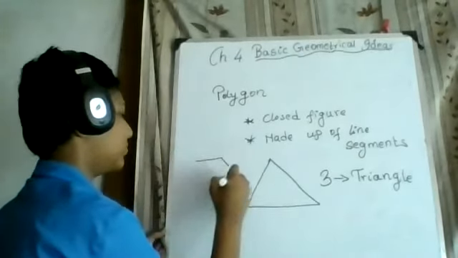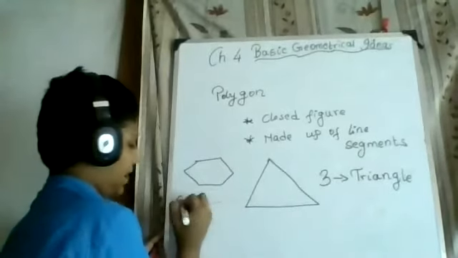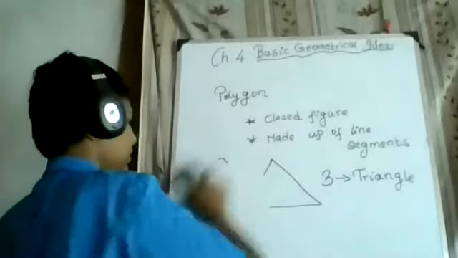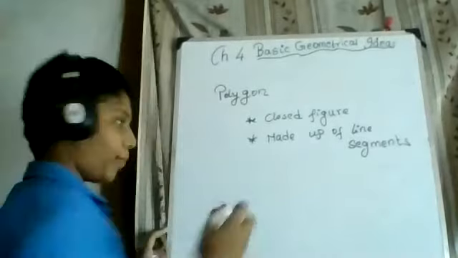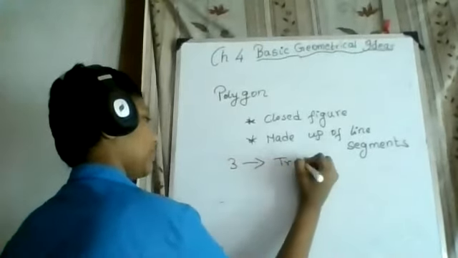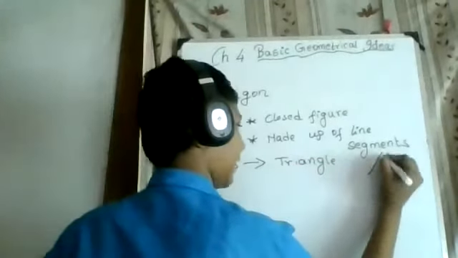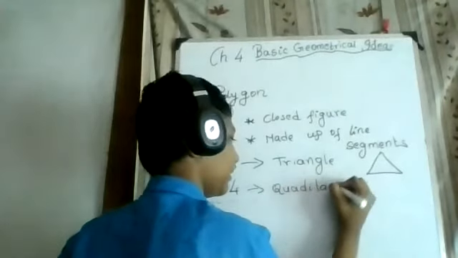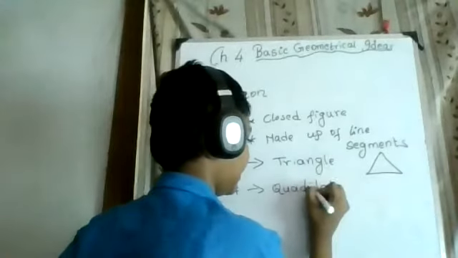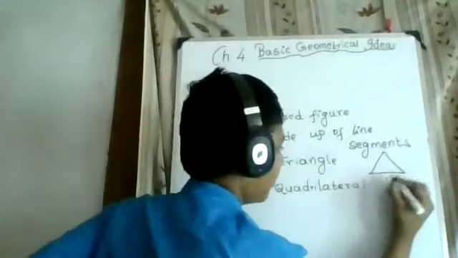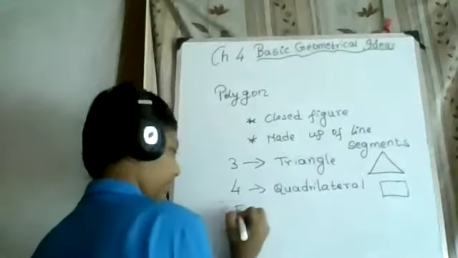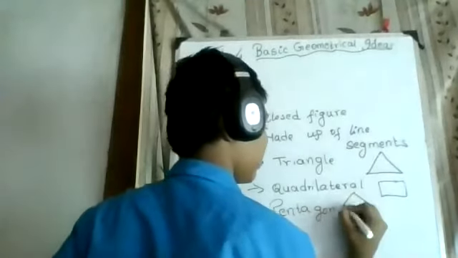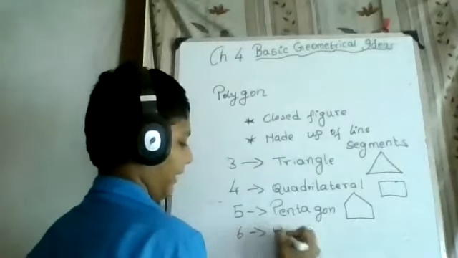And see, six line segments form this, and this is known as a hexagon. If a polygon is made up of 3 sides, it is a triangle. If it is made up of 4 sides, it is called a quadrilateral. If it is made up of 5 sides, a pentagon. And if it is made up of 6 sides, a hexagon.